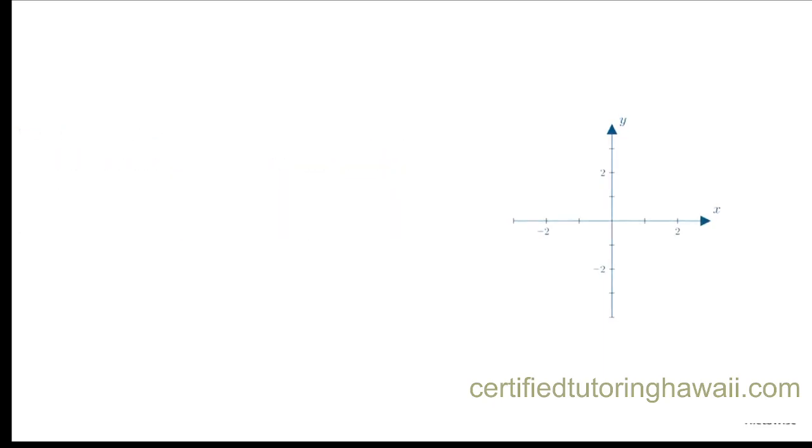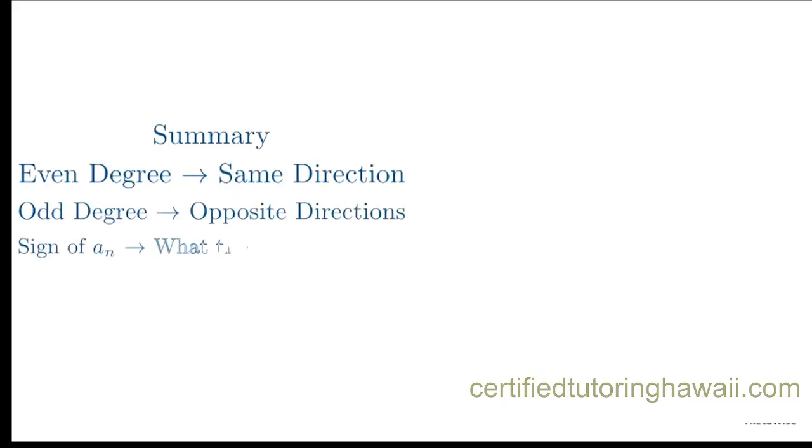To summarize, the key question is always, does the graph end in the same direction on both sides or in opposite directions? Even degrees mean same direction. Odd degrees mean opposite directions. The sign of the leading coefficient tells you what those directions are.